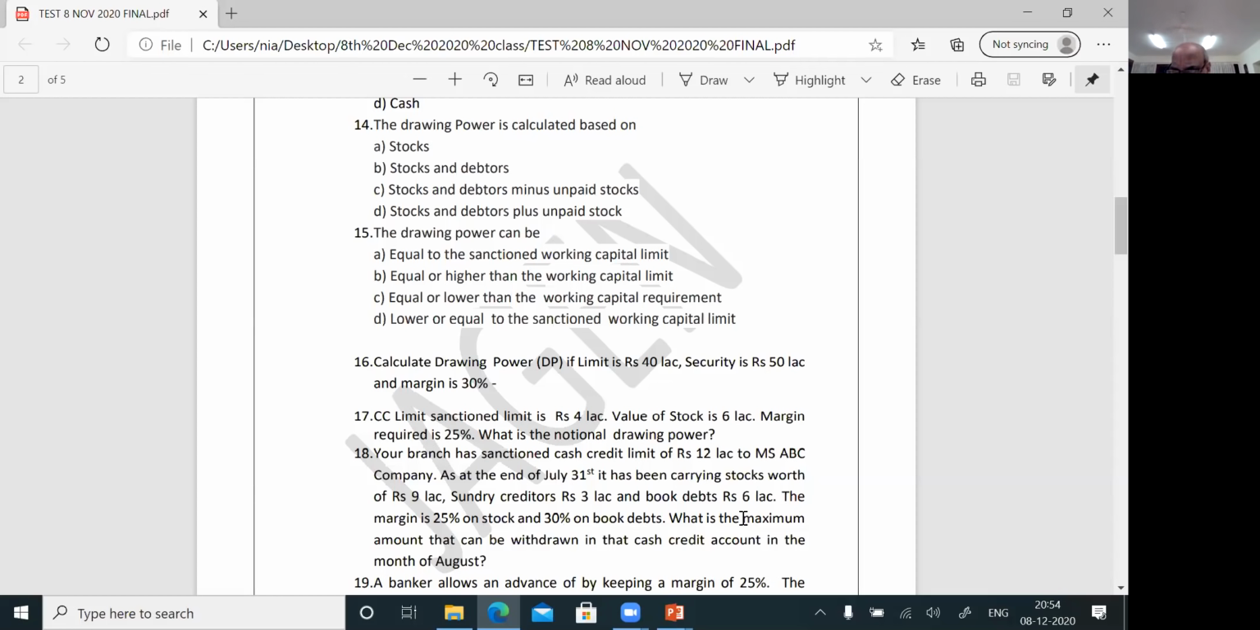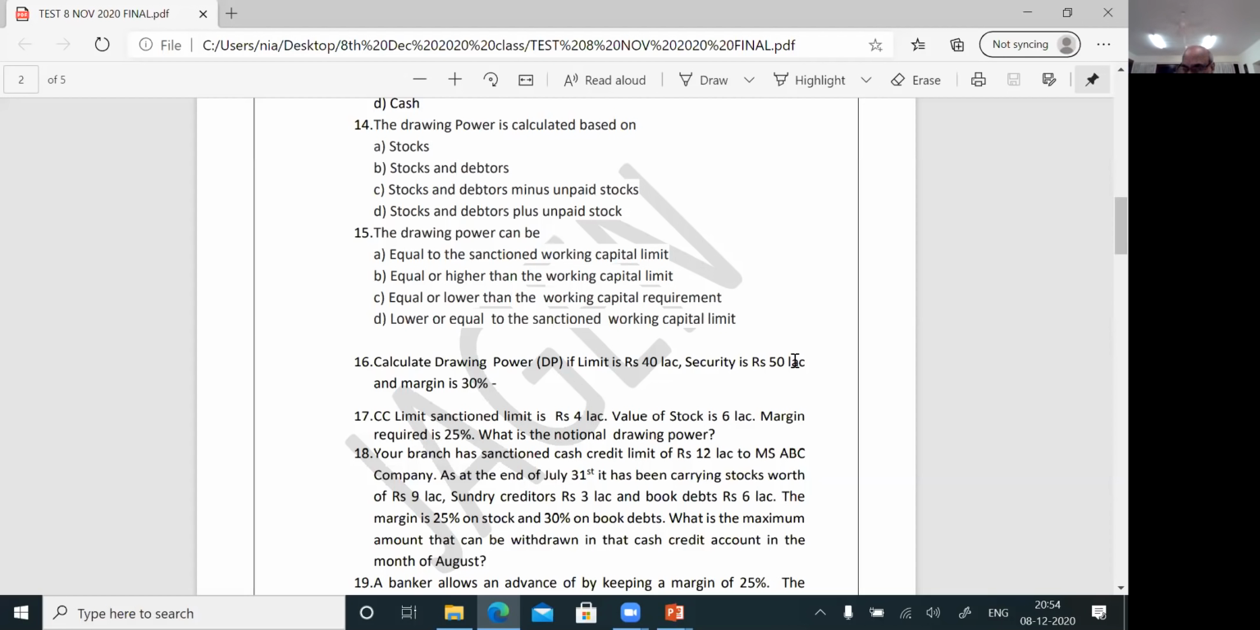If you have fixed a limit of 40 lakhs, the security available is 50 lakhs, and there is a margin of 30%. What does margin 30% mean? Out of the security of 50 lakhs, 70% you can avail as loan. That is very simple. When the margin is 30, the loan that can be availed is 70% of the 50. When you calculate the 70% of 50, you get a figure, no? That figure is called notional DP.